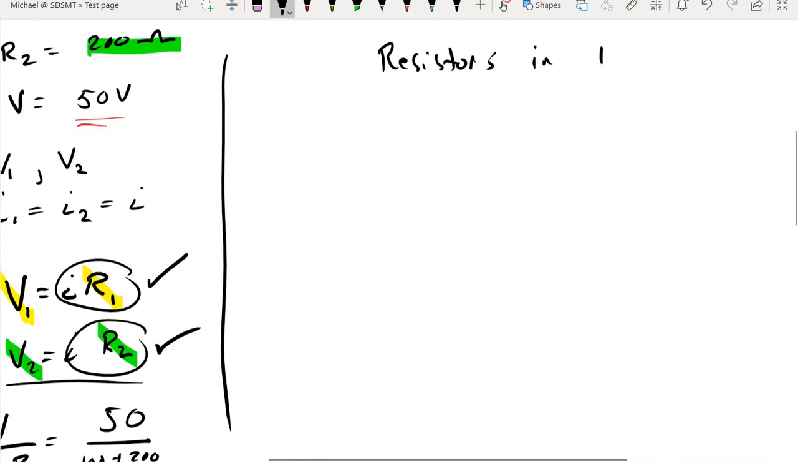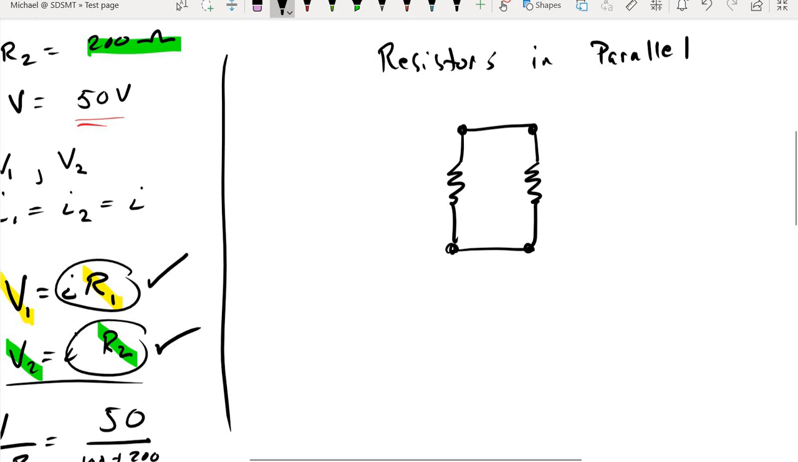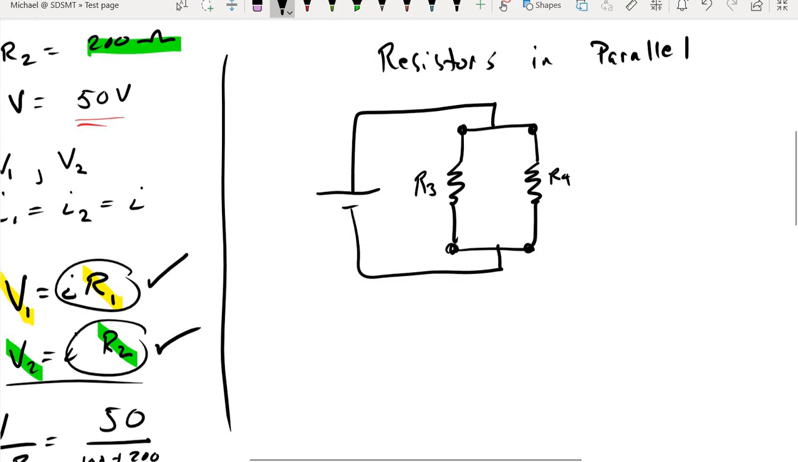which is resistors in parallel. And the definition of parallel is going to be the same as what it was for the capacitors. We're going to have two resistors with their heads connected at the same location and their tails connected at the same location. We'll go ahead and call this resistor 3 and resistor 4, and then we need to connect those to some kind of a battery.